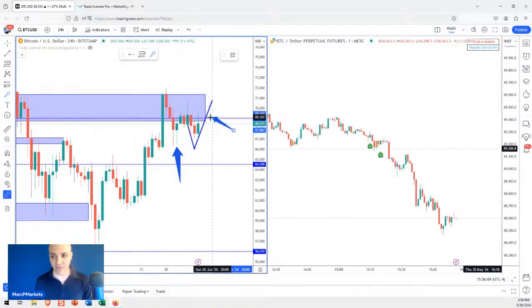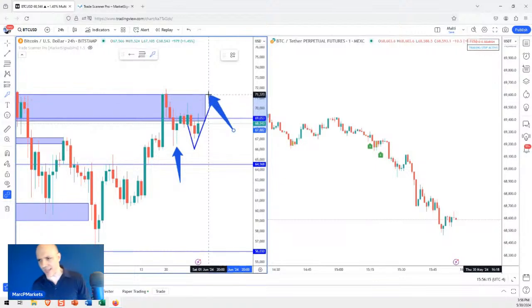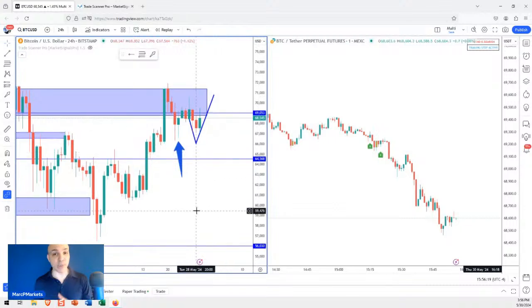It's not just one level. It's not just 70K. It's like 70K to 72K is the area, something like that, right? This is 70K up here. But like 68 to 70K, it's an area. That's very important, especially on the larger time frames. You can't pinpoint one particular price.